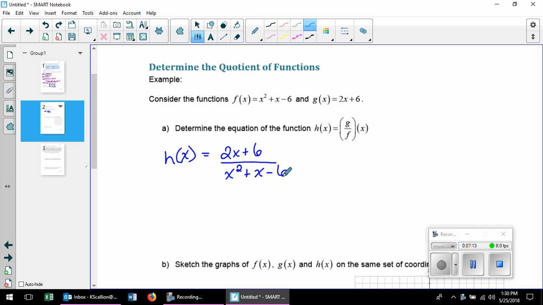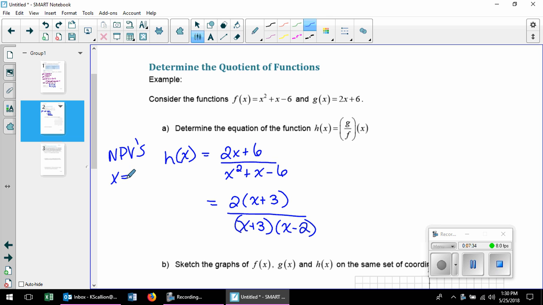Got to factor everything. So I'm going to have (x plus 3) over (x plus 3)(x minus 2). Now, before I get excited and start canceling stuff, I have to do NPVs. So my non-permissible values are x equals negative 3 and x equals positive 2. Now I can cancel some stuff out: x plus 3, so h of x is equal to 2 over x minus 2.